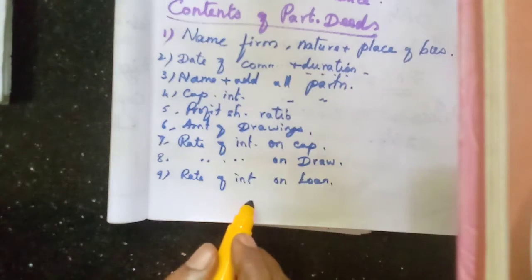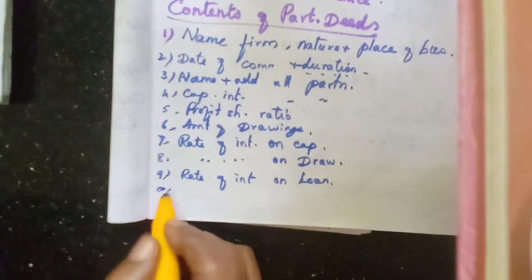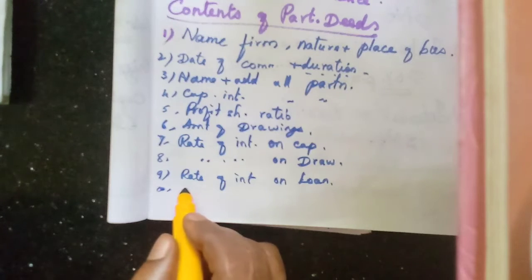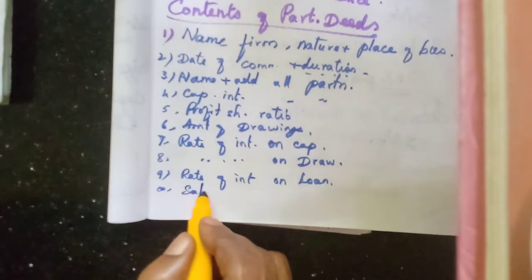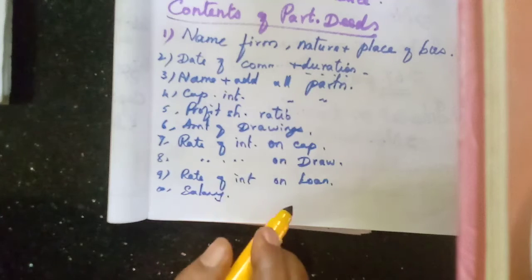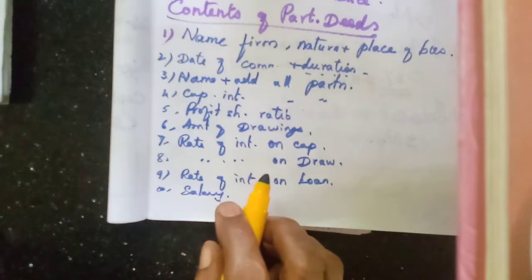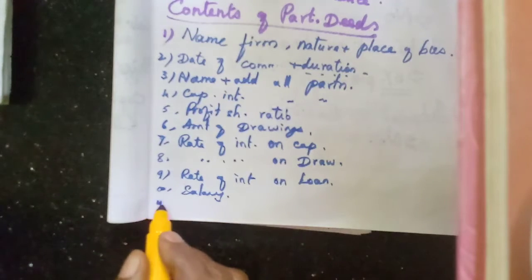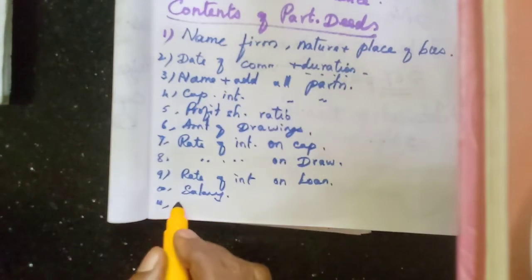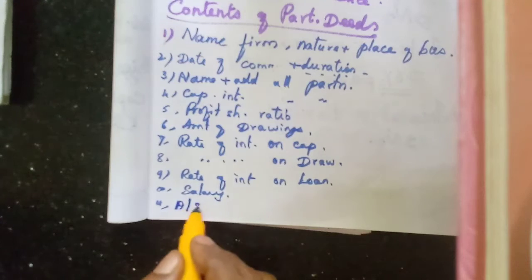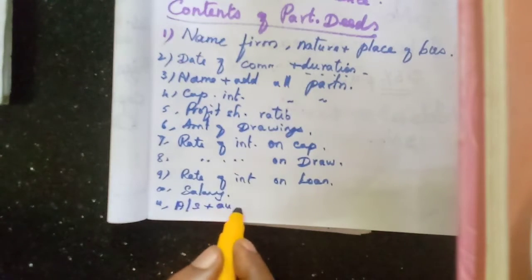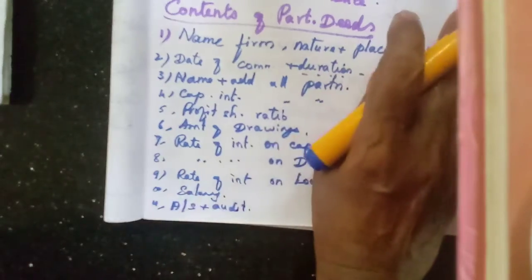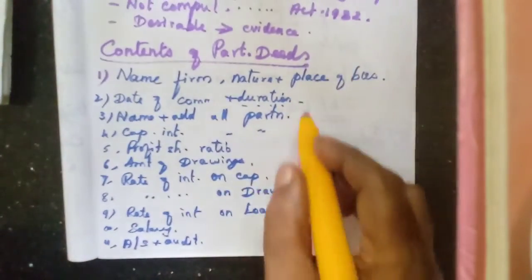Then sometimes a partner will work as a full-time worker, so the amount of salary for a partner who is a full-time employee in the partnership. Then about the maintenance of accounts and audit procedure, whether it is an internal audit or the auditors will be appointed once in a year.